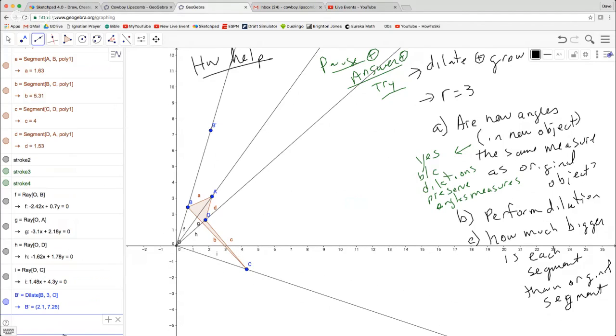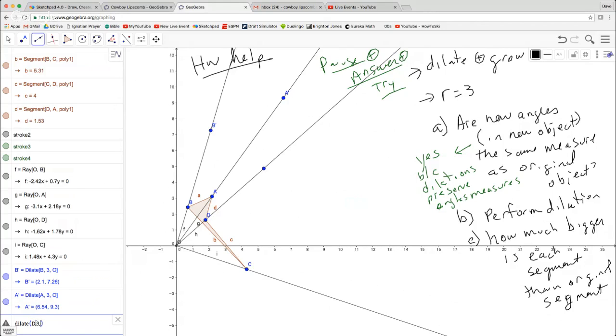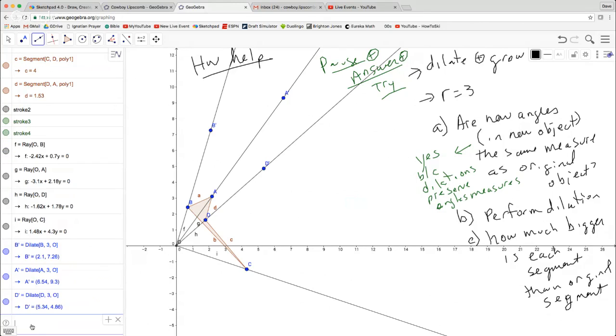We're going to do the same thing for point A. Again, O to A prime is 3 times as far as from O to A. You're going to use your ruler, take this distance, multiply it by 3, and then go this distance. We're going to do the same thing with point D, and then the same thing with point C. And here's point C down here.